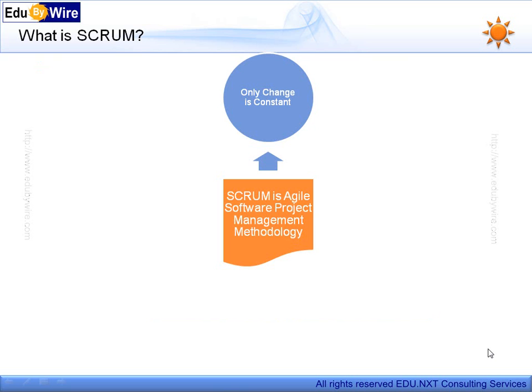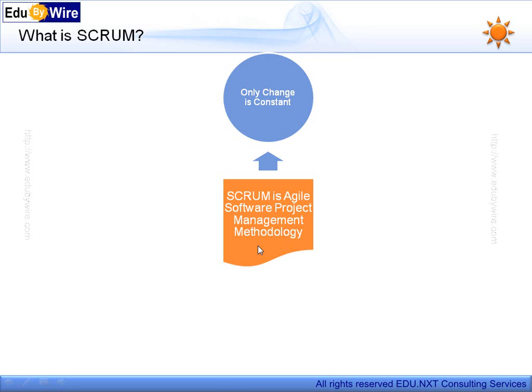Let us now understand what Scrum is in software development. Scrum is Agile software project management methodology. Scrum is used to manage projects following Agile philosophy. Let us understand some key aspects about Scrum.